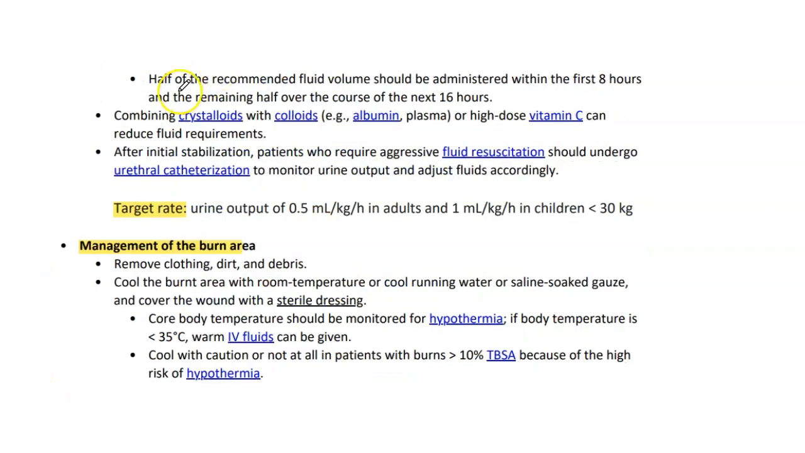Remember that half of the recommended fluid volume should be administered within the first 8 hours. So 50% should be administered within the first 8 hours, and the remaining half over the next 16 hours, so it is divided into two portions. Combining crystalloid with colloid like albumin, plasma, or high dose vitamin C can reduce fluid requirements.